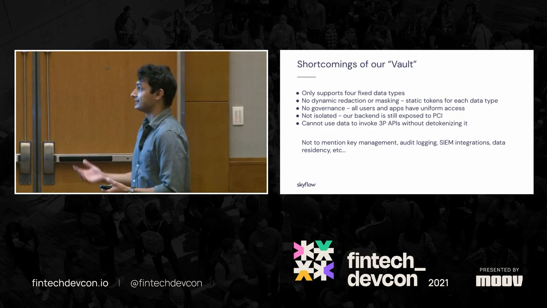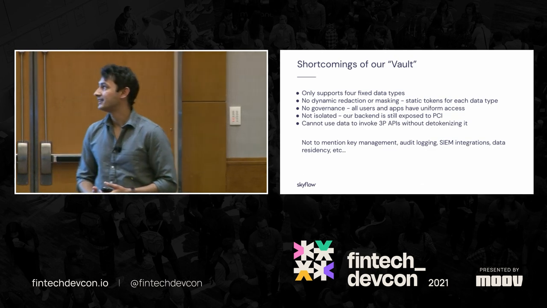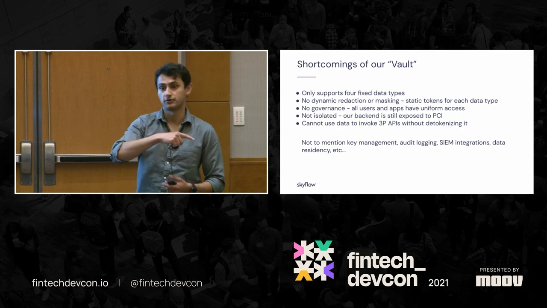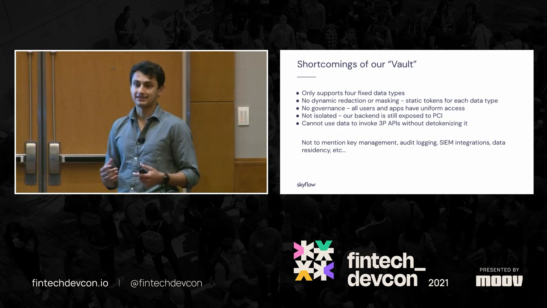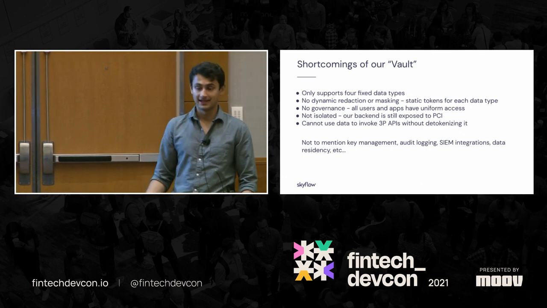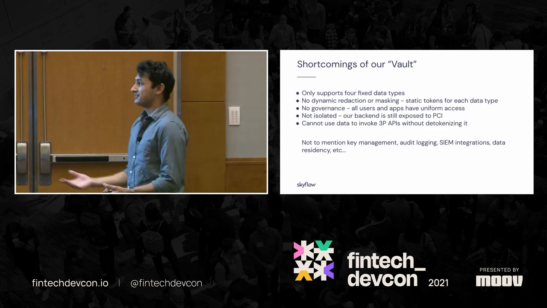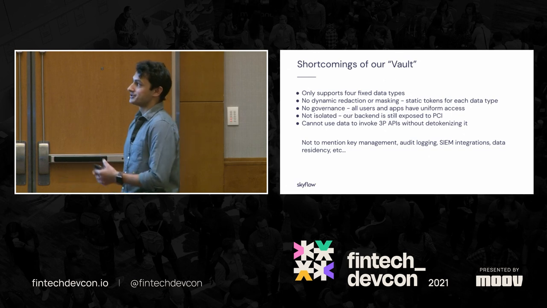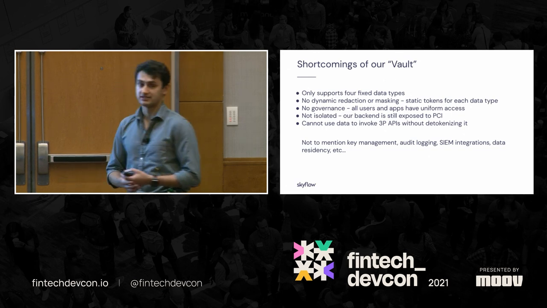It's obviously not isolated. Our data still flows through our backend. So even in that code we wrote, at some point, the backend will still have to decrypt the data and pass it downstream. That's not great. And then finally, we can't really use our data to invoke third-party APIs without detokenizing it.